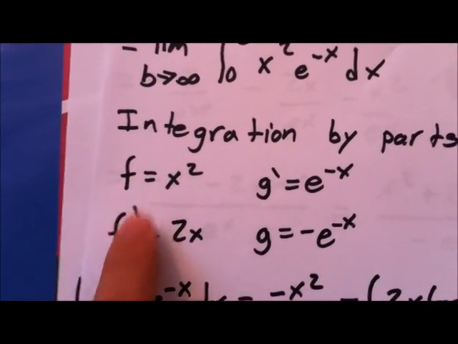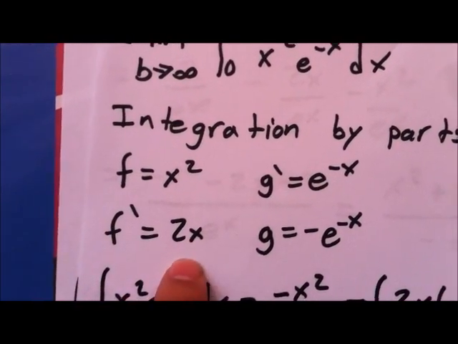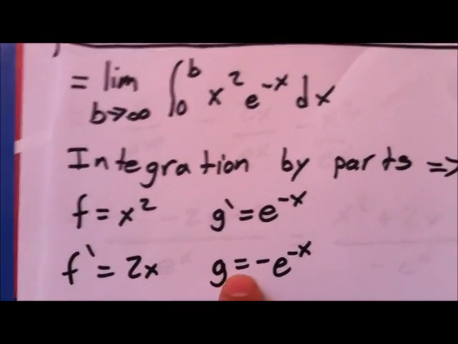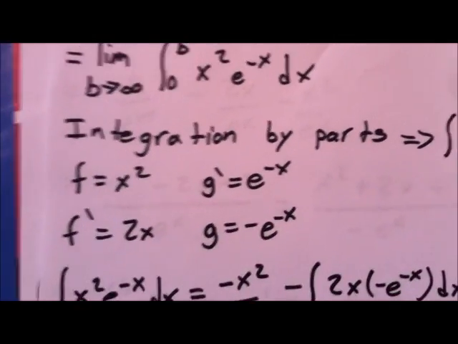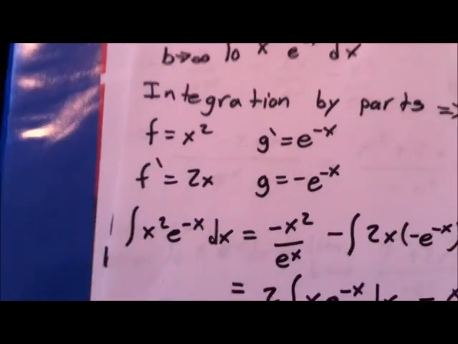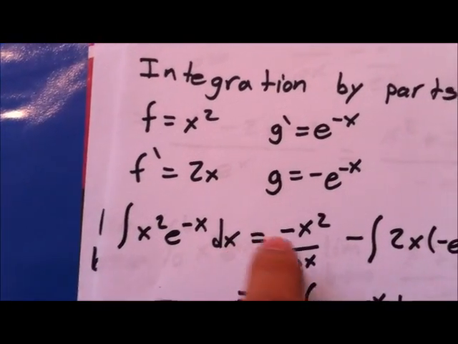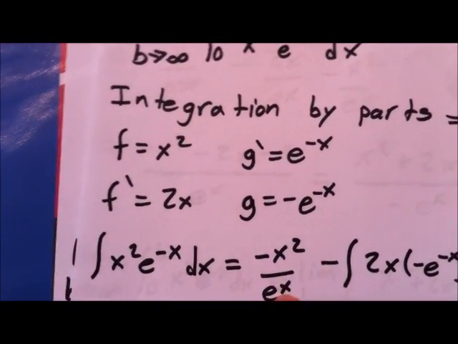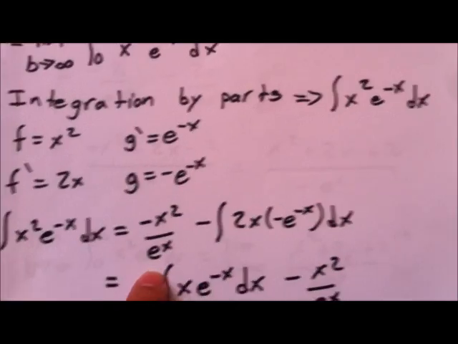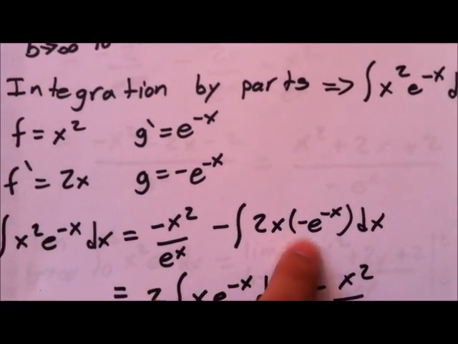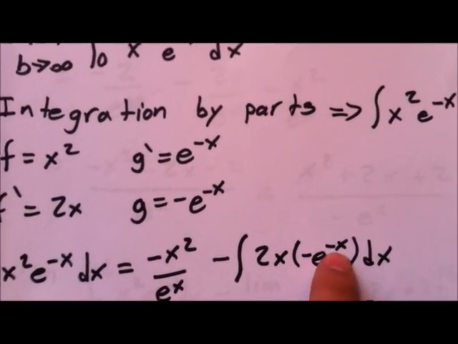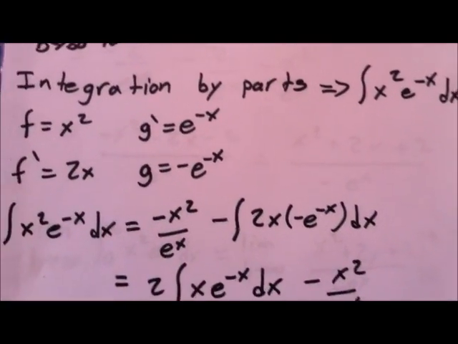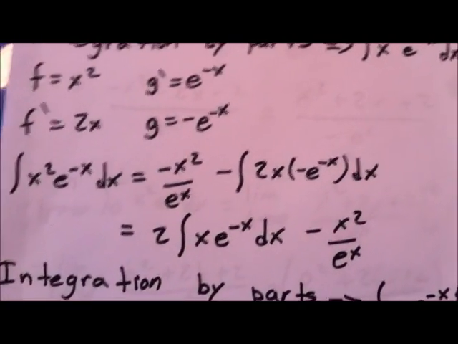When we differentiate f, we get 2x, and g will give us negative e to the negative x. Therefore, our integral will be equal to negative x squared divided by e to the x, minus the integral of 2x times e to the negative x dx, which will equal that.